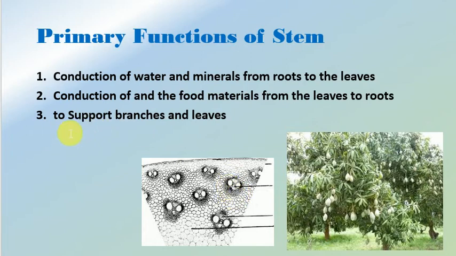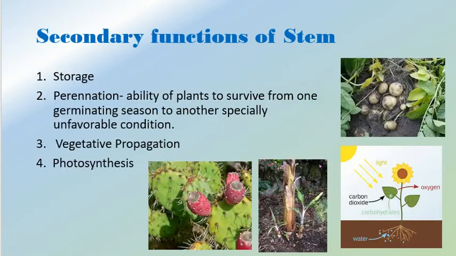And the stem also supports the branches and leaves. It gives mechanical support to the above ground portions. Now we will discuss certain secondary functions of the stem. Out of that, the first one is storage. This is the potato tuber. So this potato tuber is an underground stem, and it also does the function of storage.